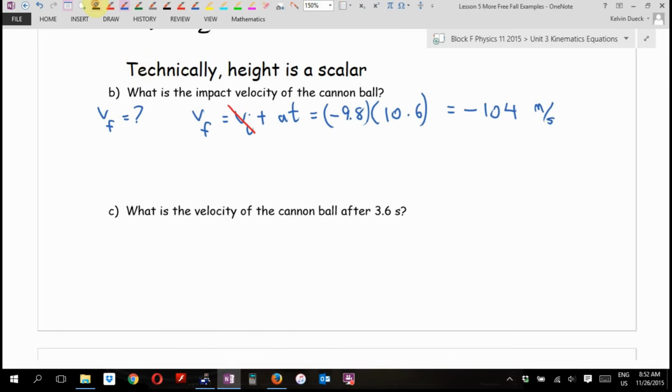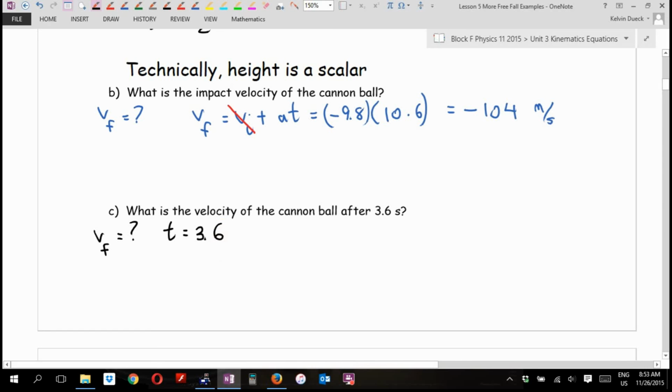C. What's C asking me to find? Okay, and a different VF. So I'm going to go like this. What's changed? What other condition did I give you? I said find the velocity of the cannonball after what? So you know what? I'm going to redefine that part.